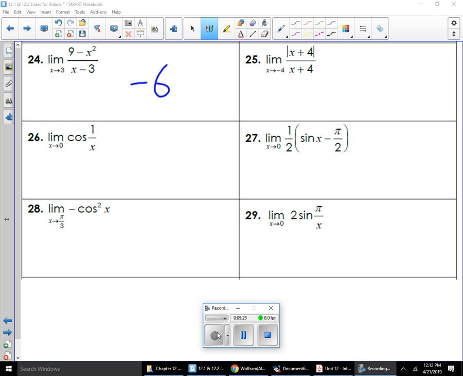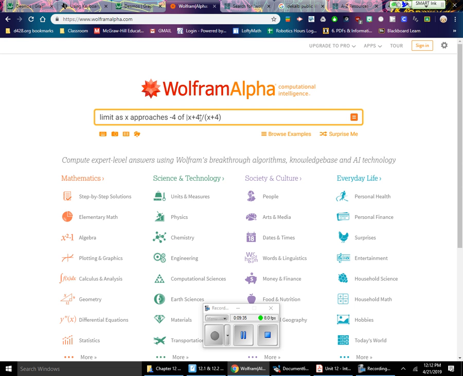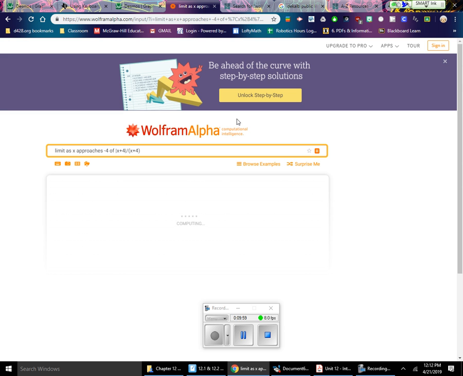We'll also use Wolfram Alpha for number 25. Note that now this one has some absolute values in it. So on Wolfram Alpha, you can use that vertical bar as absolute values. So again, I've already typed this in. Limit as X approaches -4. That's the X value we're getting close to. And then if you're using a grouping symbol like those absolute values, I don't need parentheses for the numerator because the absolute values already group it. But we do still need parentheses in the denominator. So be careful if you're getting into Wolfram Alpha here, making sure you type that in correctly.